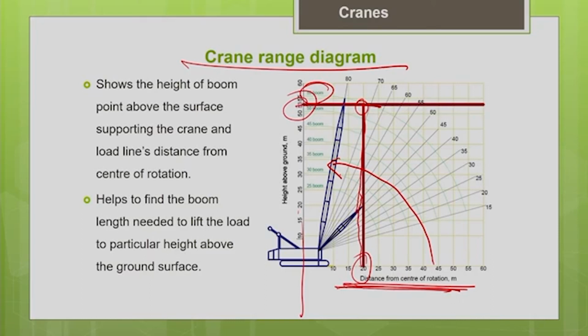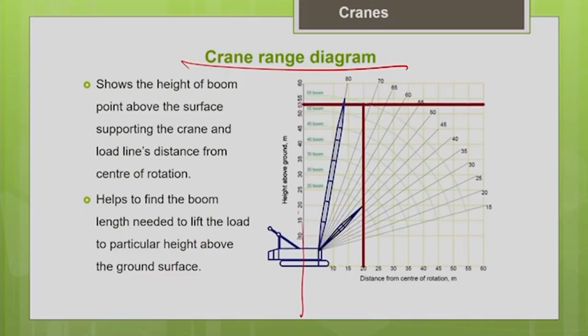what is happening to the operating radius, you can check here. So either way you can use the range diagram. If you know what is the maximum range needed, I can find the boom length needed, or for a particular boom length, what is the maximum working range possible, that also I can find from this chart.